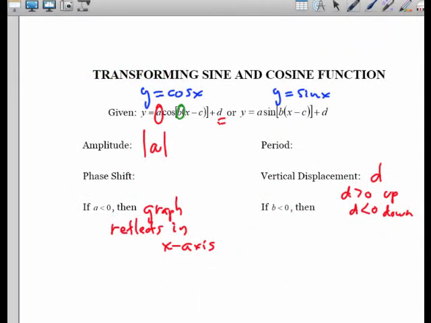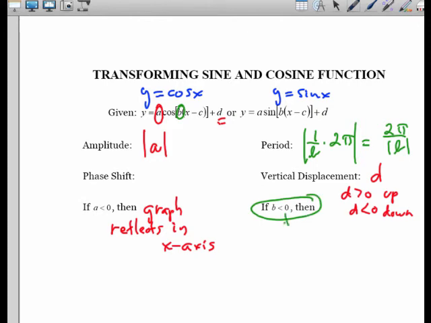So b, as we've seen, affects the period. Our standard period of 2 pi is changed by a factor of 1 over b. And since b can be negative but period is always positive, we put absolute values around that as well. And so our new period, as a result of our transformation, is 2 pi divided by the absolute value of b. And if b is negative, we know that the graph reflects across the y-axis.